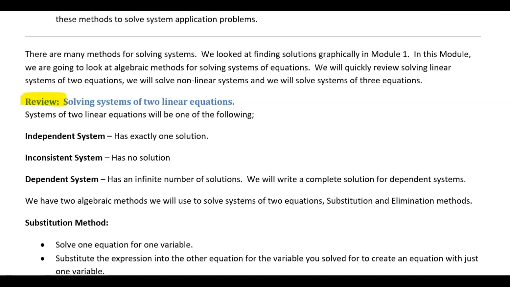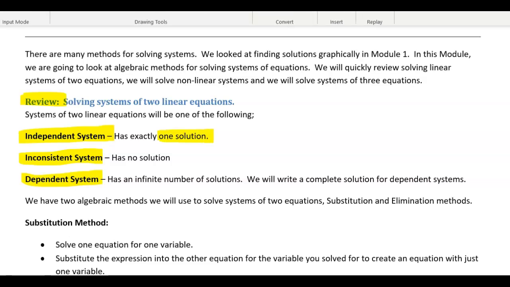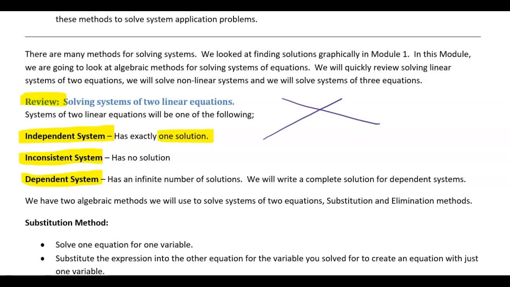notice or remember in our review here is that you can have different types of systems. You can have an independent system, an inconsistent system, or a dependent system. And this will also happen when we get into our 3x3s. So your independent has one solution, okay? So that's going to be two lines that intersect in one spot, okay? And so wherever they're intersecting is going to be your solution, okay? That's your independent system.